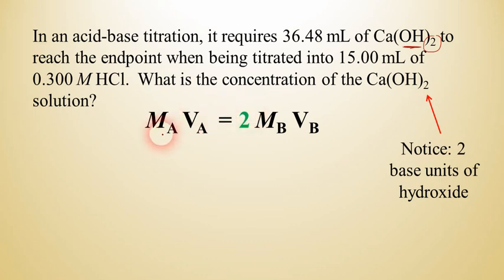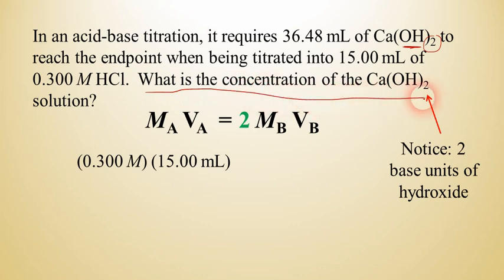So M sub A is the molarity of the acid, and that is right here, it's 0.3. And then the volume of the acid, it says it's 15 milliliters, so we have that in there. The molarity of the base is what we're trying to solve for, because the question says, what is the concentration of that calcium hydroxide? So we're trying to solve for M sub B. Now the volume of the base is 36.48 milliliters. So that goes in for V sub B.